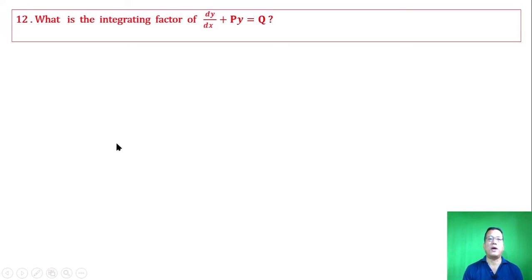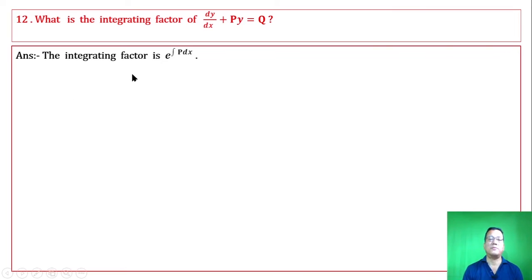Question number 12. What is the integrating factor of dy by dx plus p y equal to q? The integrating factor of a linear differential equation is e to the power integral of p dx, where x is the independent variable, so it is dx, not dy.